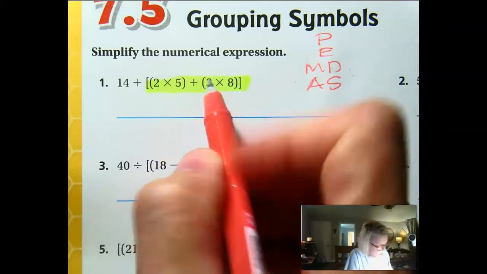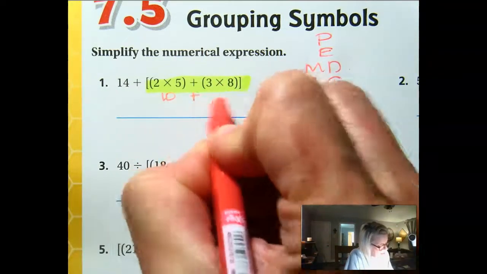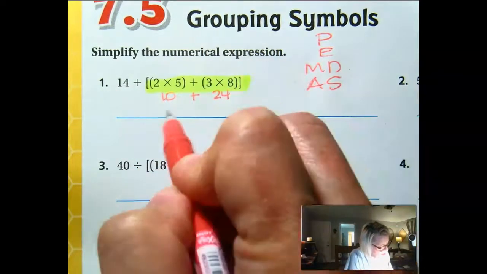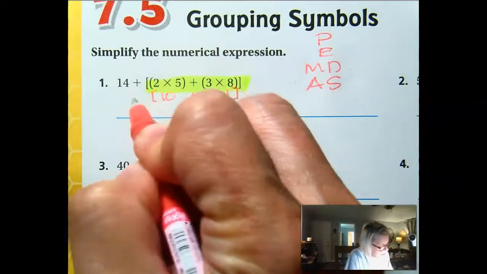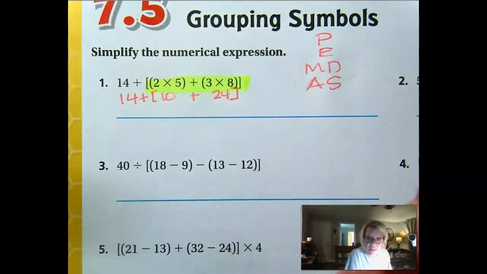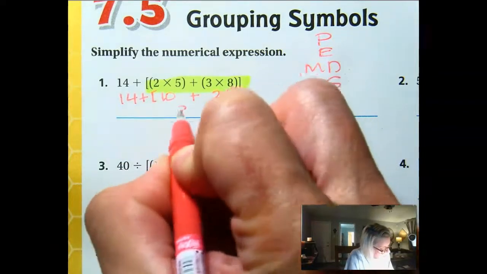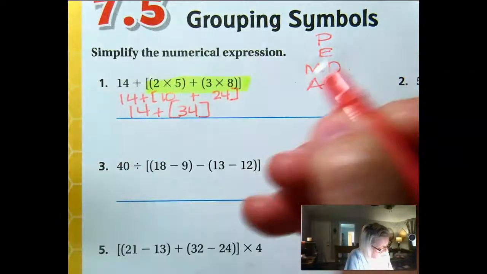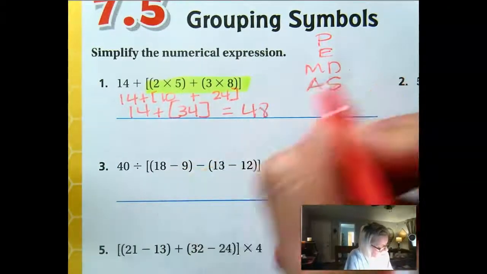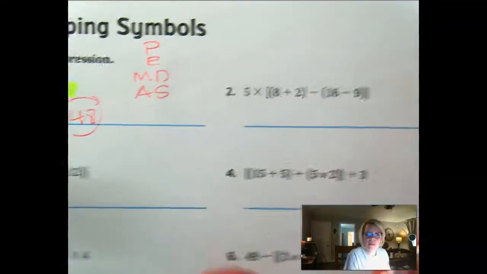So we have two parts. Plus, and then 3 times 8 is 24. So we have 10 plus 24. That's going to be simplified first before we add 14 to anything. So 10 plus 24 is 34. And we're going to add 14 to it. So that would be 8. Okay, let's look at number 2.